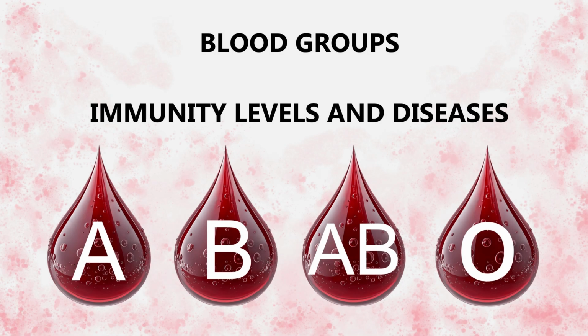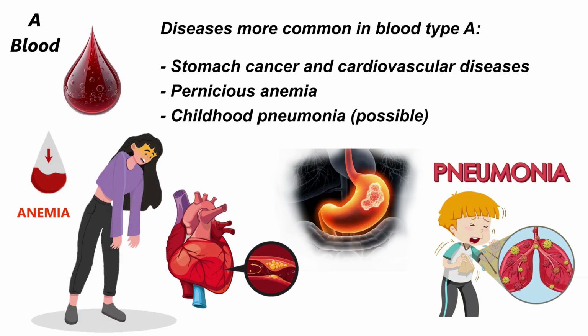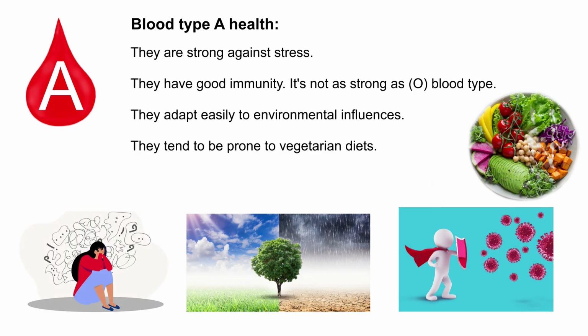Blood groups, immunity levels, and diseases. Blood group A: stomach cancer and cardiovascular diseases are 20% more common in individuals with blood group A compared to blood groups O and B. Pernicious anemia, and possibly childhood pneumonia, are also diseases associated with blood group A. Because digestive system disorders may occur, individuals with blood group A should prioritize consuming vegetables and greens.